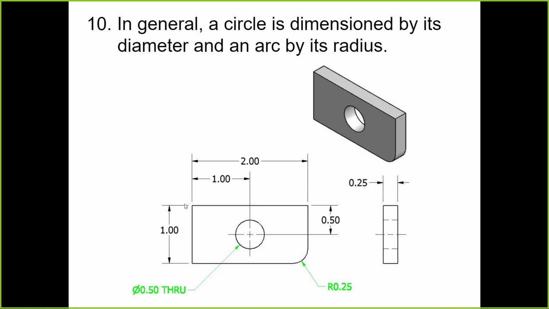Let's see if I can go back. I'm trying to get rid of this dumb view thing right here. How do I get rid of that thing? There we go.